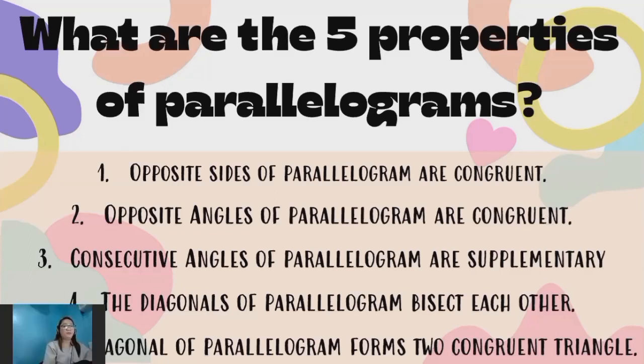Property number 2, Sky? Opposite angles of a parallelogram are congruent. Okay, property number 3, Samantha? Consecutive angles of a parallelogram are supplementary. Number 4, Jillian? The diagonals of a parallelogram bisect each other. And number 5, Adriana? Each diagonal of a parallelogram forms two congruent triangles. Okay, thank you. So are all these properties clear to you now?